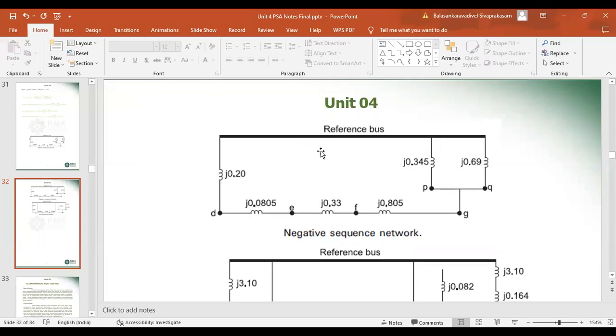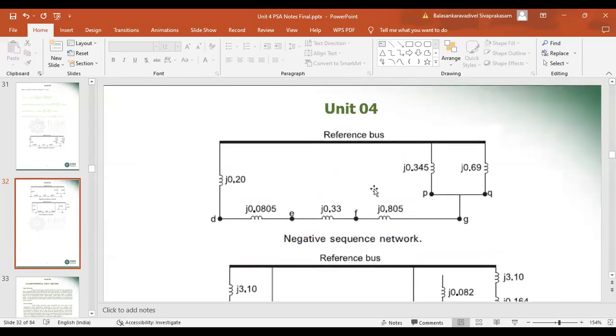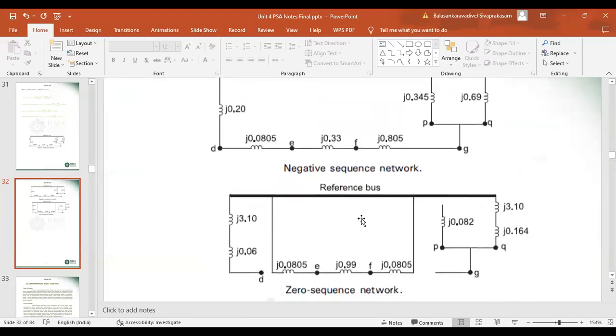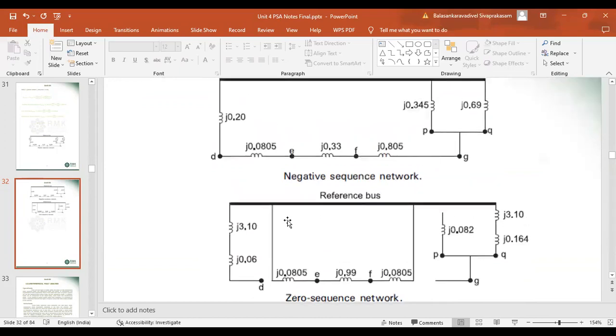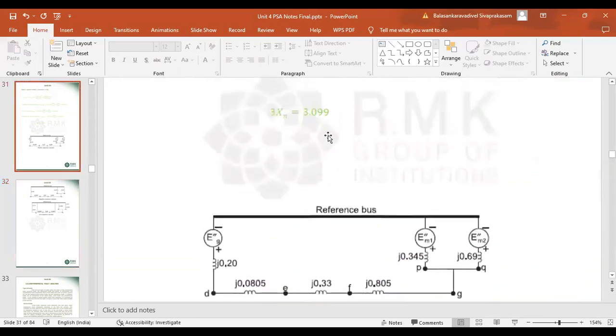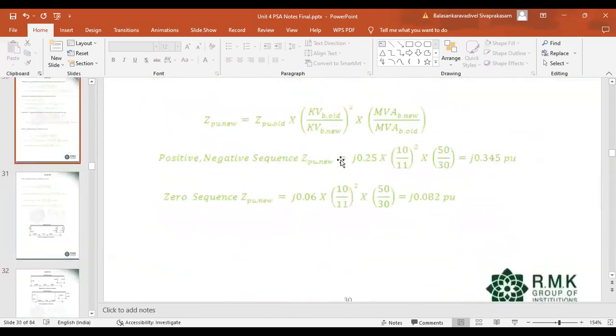The positive sequence diagram and negative sequence diagram are similar, the only thing is in negative sequence there is no source. And coming to the zero sequence network diagram, depending upon your star and delta connection, we have to draw the zero sequence diagram. So first one is generator. So we can refer to the first diagram.